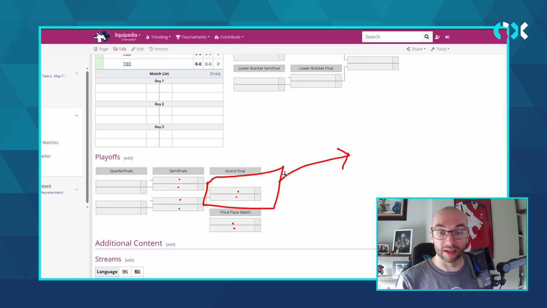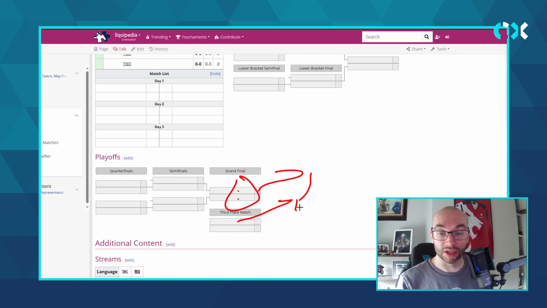So let me find it. Here we go. So these top 2 people are going to go through straight to that. Also, the winner of the 3rd place match is going to go and join that, will be the 3rd person. And then the 4th team will enter the wild card match.